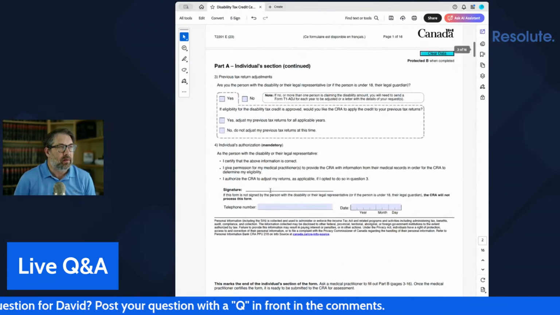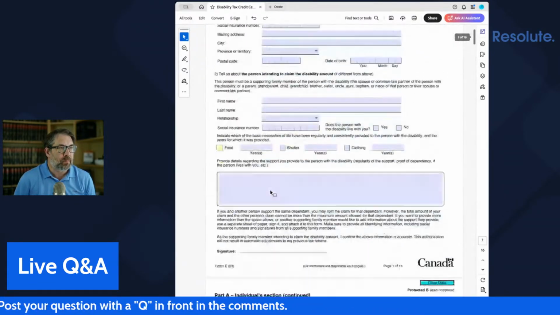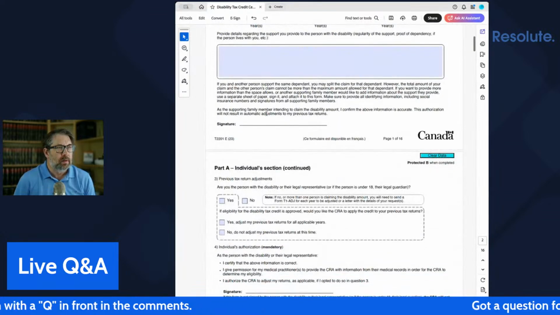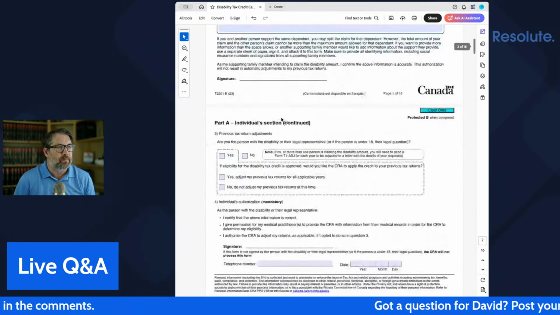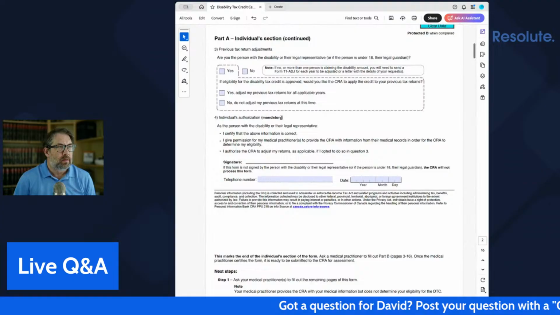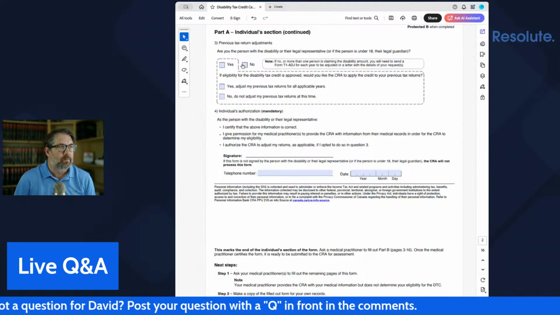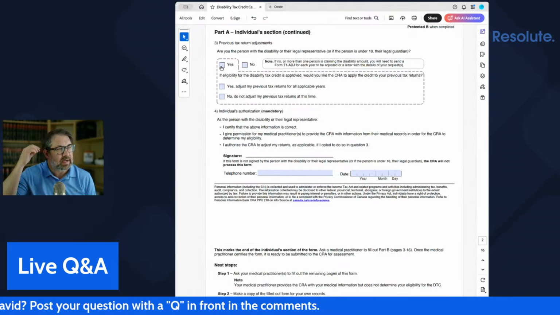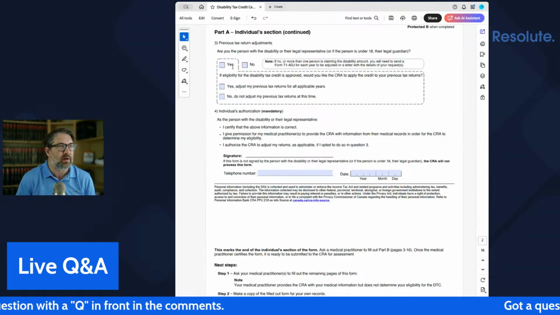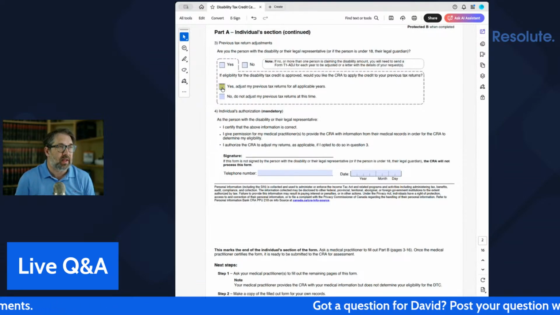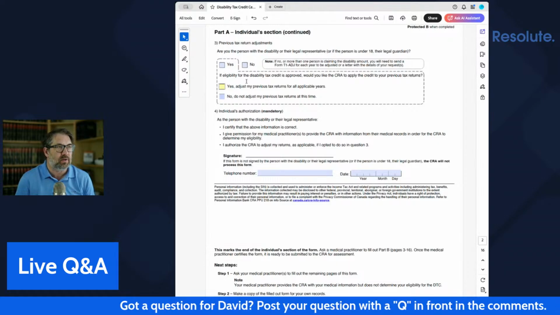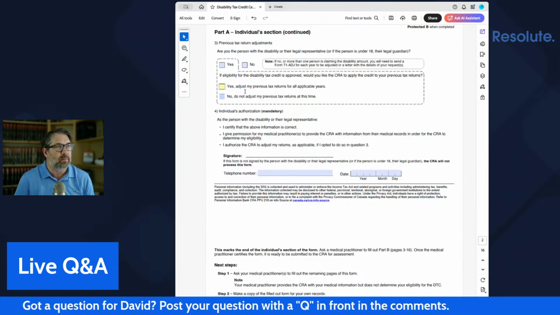Then down below here, actually, yeah. This is also part of Part A, where you would fill this out as well. Are you claiming previous tax years? You'll want to do this if the disability started in the past. And yes, click yes for them to adjust your returns. That way they'll automatically assess it to determine if there's going to be a refund or not.